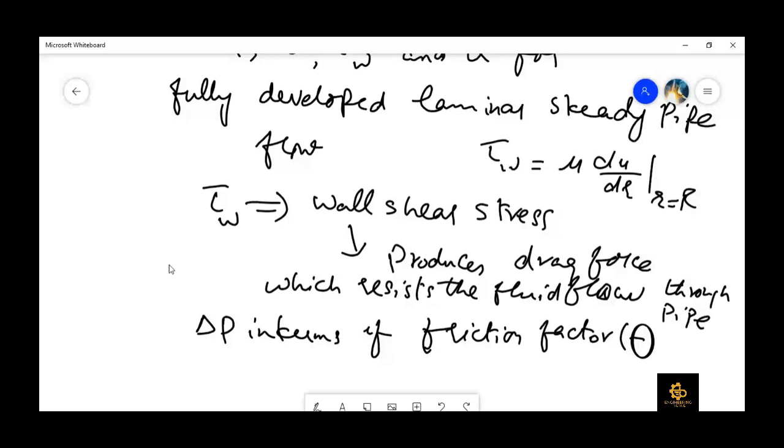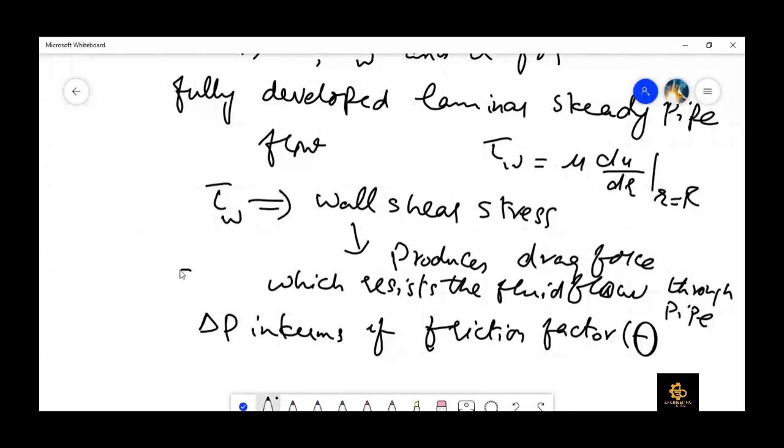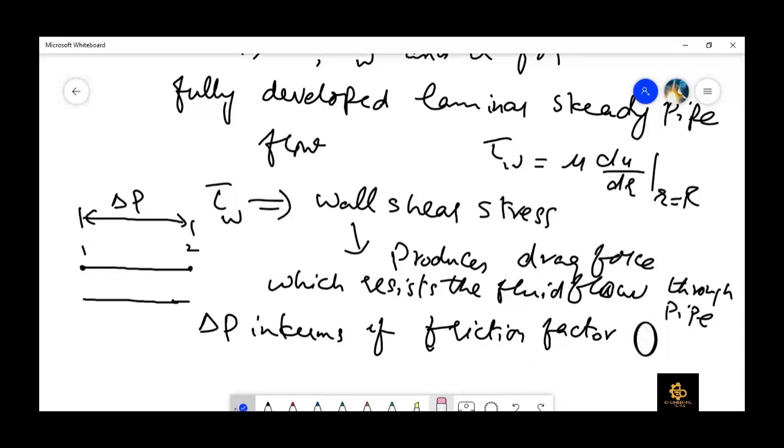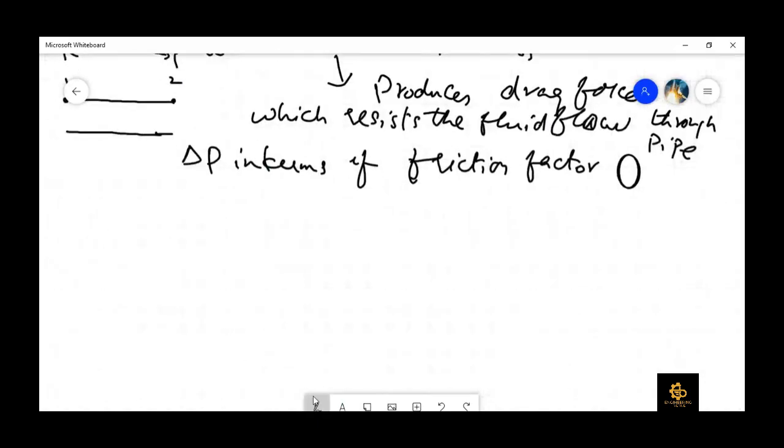Here we can determine it by the non-dimensionalization of this pressure drop. So this delta P is the pressure drop between, if I can draw a small figure here, the entrance and exit of the pipe. So the pressure which has been dropped due to this wall shear stress, that is delta P, right? So we are talking about the relationship of delta P with the friction factor. So let me non-dimensionalize delta P.